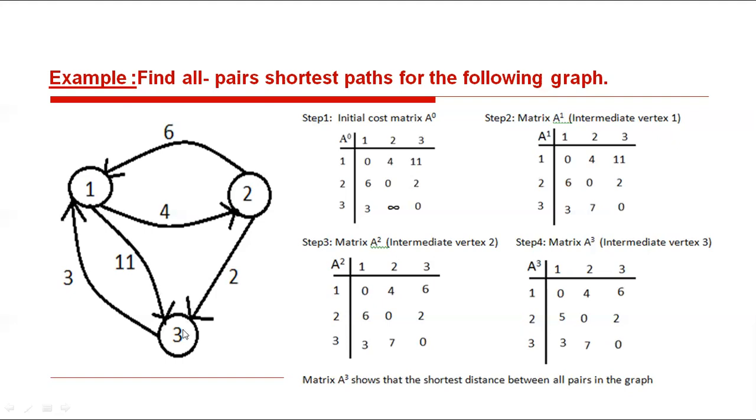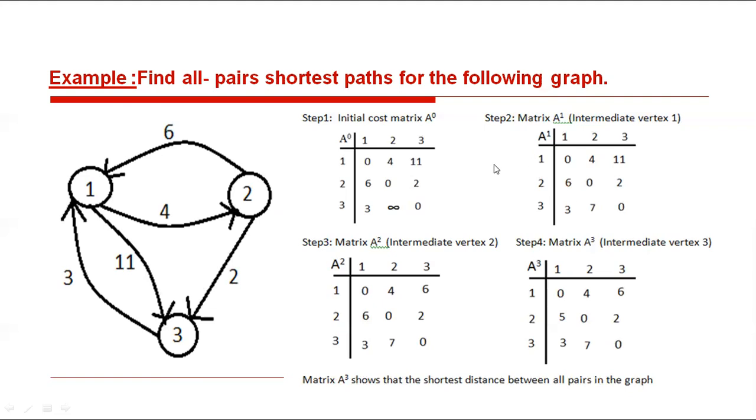Next, take the third node. Here 3 to 1, the cost is 3. Then 3 to 2, there is no edge, so that is infinite. Then 3 to 3, there is no self edge, that is 0. Okay, all of you. Next one. So come here. This is A naught, which means take single edges.